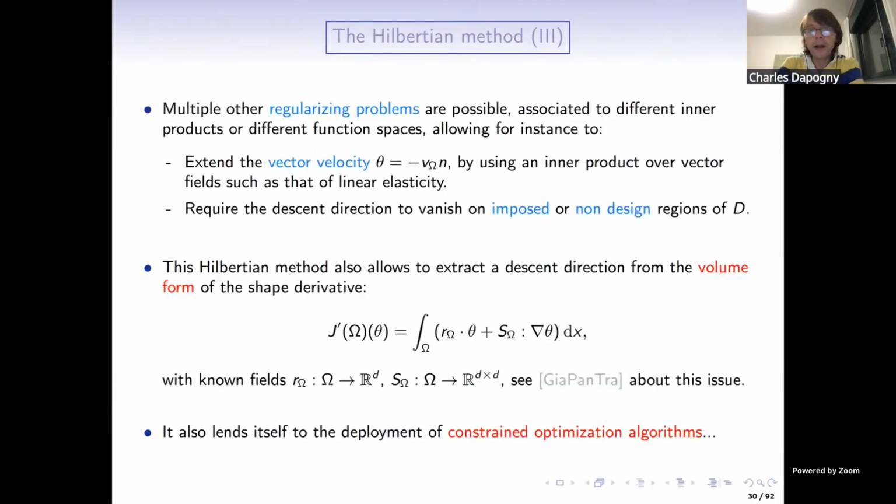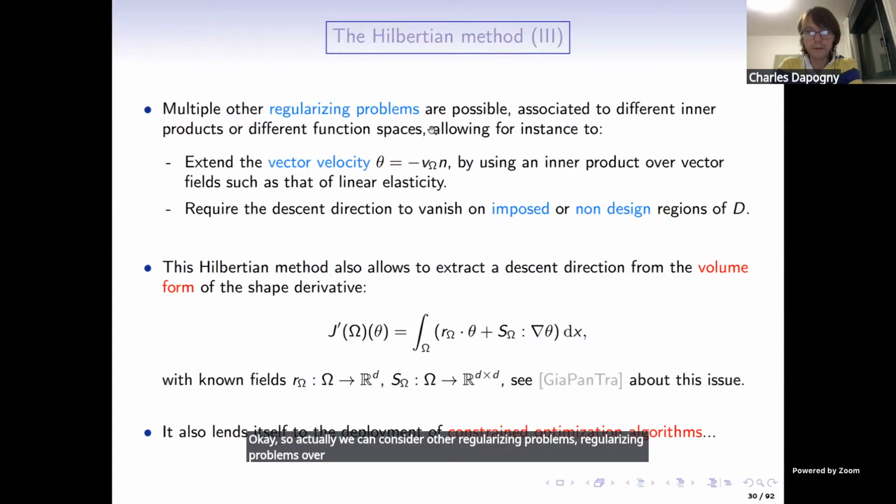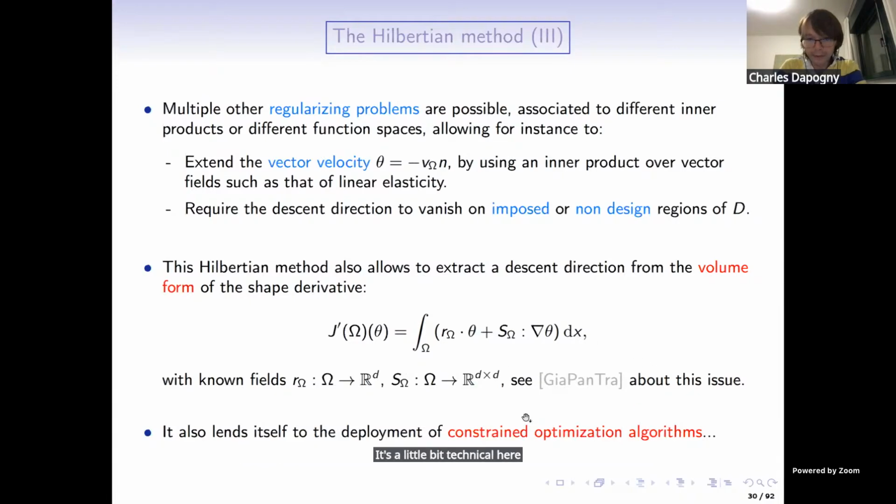Okay. So actually, we can consider other regularizing problems over vector functions, for instance. But I'm going to skip this part. It's also a matter to infer descent direction from the volume form of the shape derivative. It's a little bit technical here, but you can find nice information in this article, which is referred to at the end of the slides.